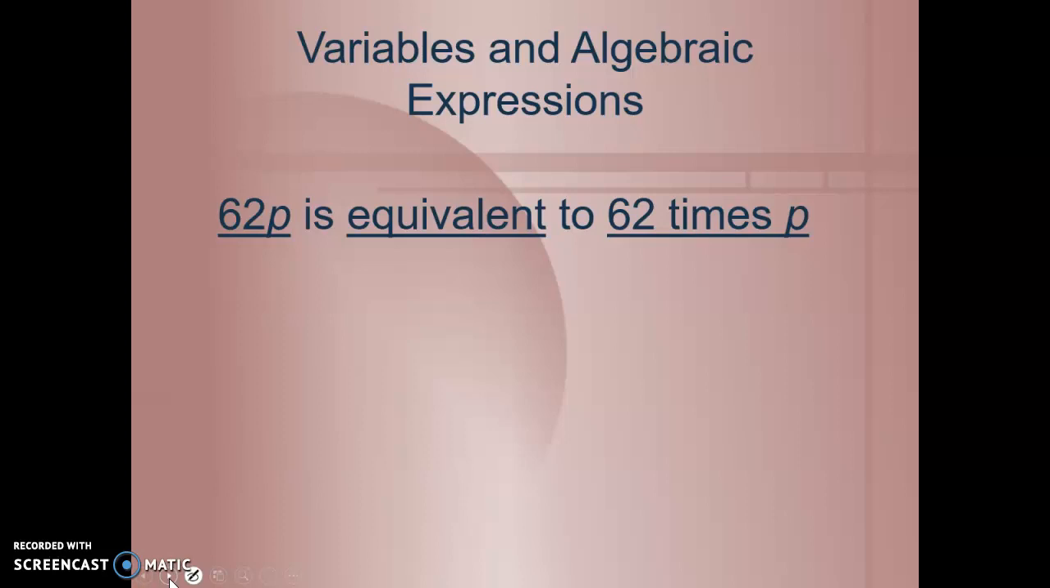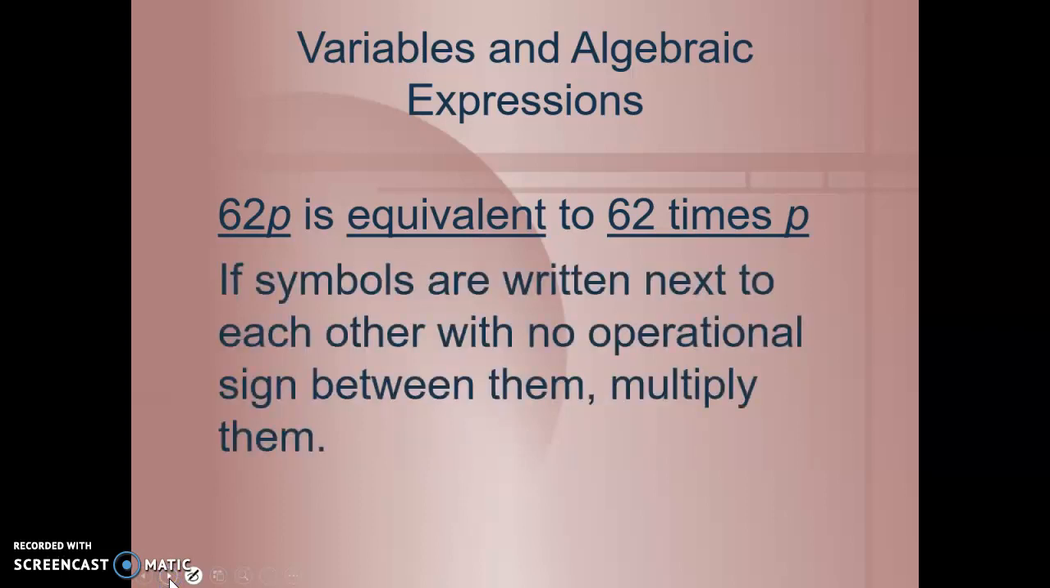We've already talked about this earlier this year, but when you have two symbols written next to each other with no operational sign, so no plus, minus, multiplication or division sign written between them, then in algebra, the implied operation is multiplication. So the 62p really means 62 times p, or 62 groups of p. So remember, multiplication is the implied operation of algebra.